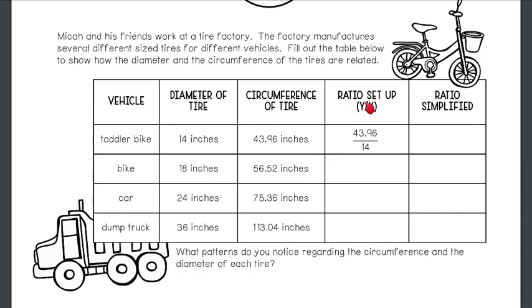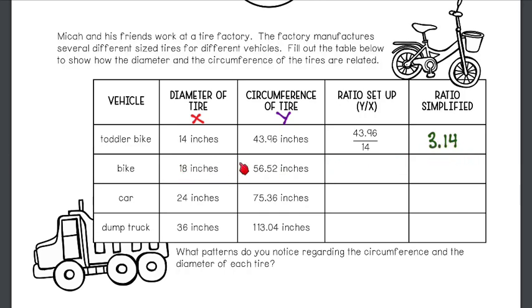And our ratio set up is y divided by x. So I have the 43.96, which is our tire circumference, and we divide that by the diameter of the tire. So I'm going to go ahead and label this just so I can remember that our diameter here is going to be x, because in our ratio it's y divided by x. And then that means the circumference is y. When I divide that out, and some of them I might need to round, it'll be approximately 3.14.